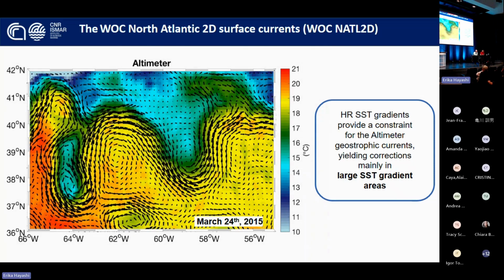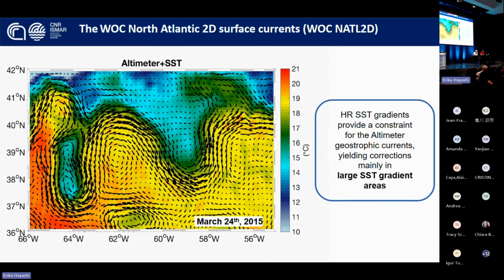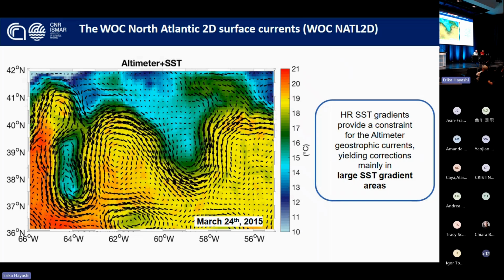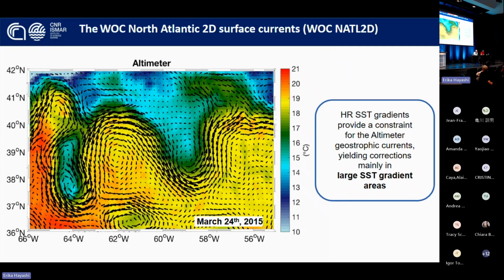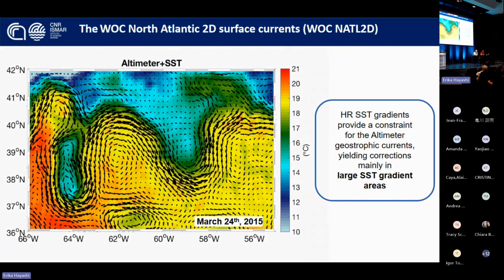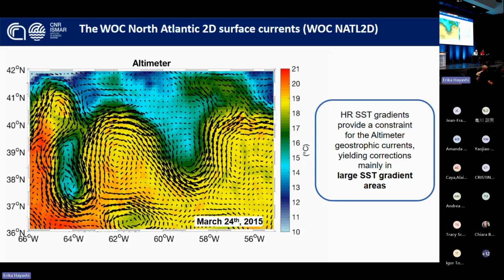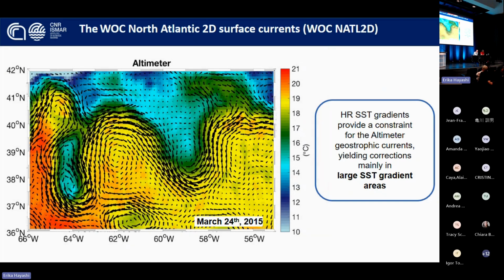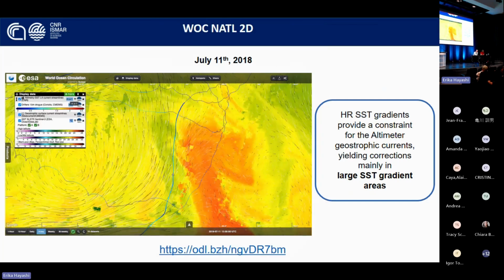This shows basically the effects of the corrections brought by SST. What you can see is mainly rotation of the current vector, so a correction in direction and intensity in correspondence of very strong SST gradient areas, so along the main meanders and mesoscale eddies along the Gulf Stream, although this is very qualitative. Another interesting example is provided here and is extracted from the World Ocean Circulation Visualization tool.